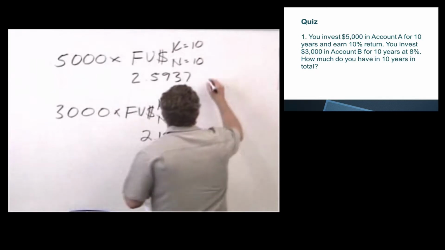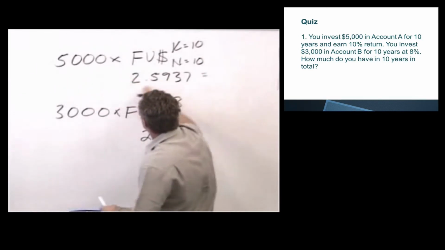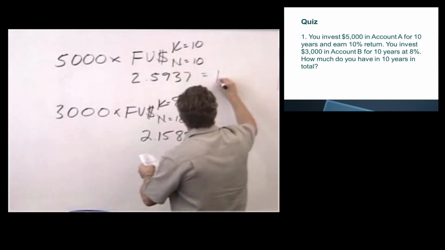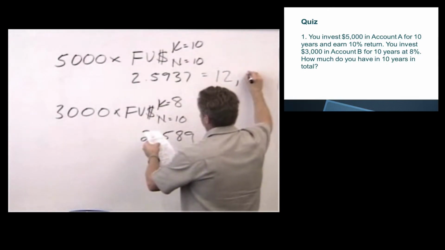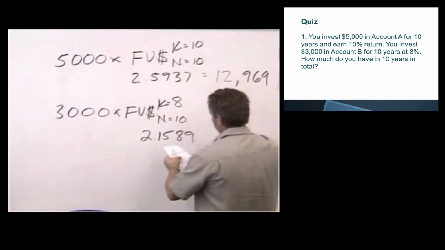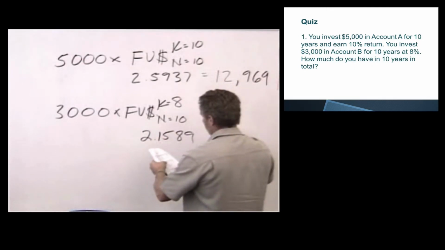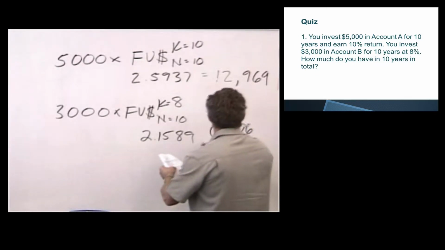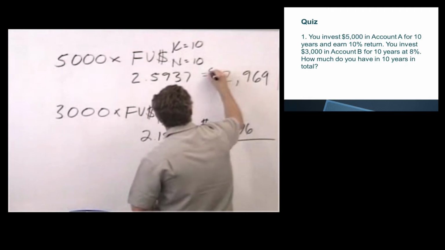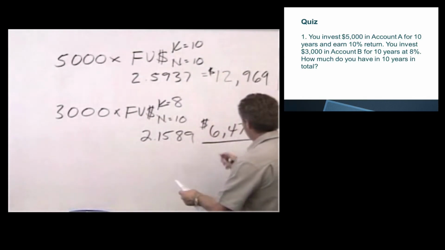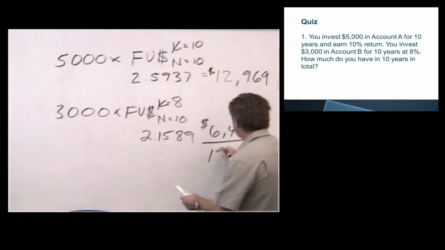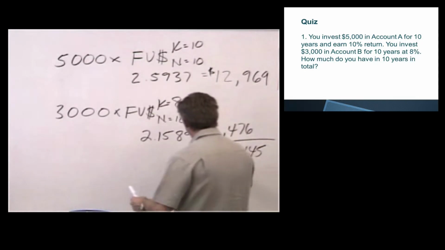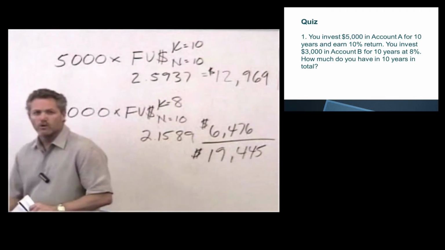We're then going to multiply 5,000 times my factor, 3,000 times my factor, and get 12,969 and 6,476 for a total value of 19,445. And that's the answer to question 1.